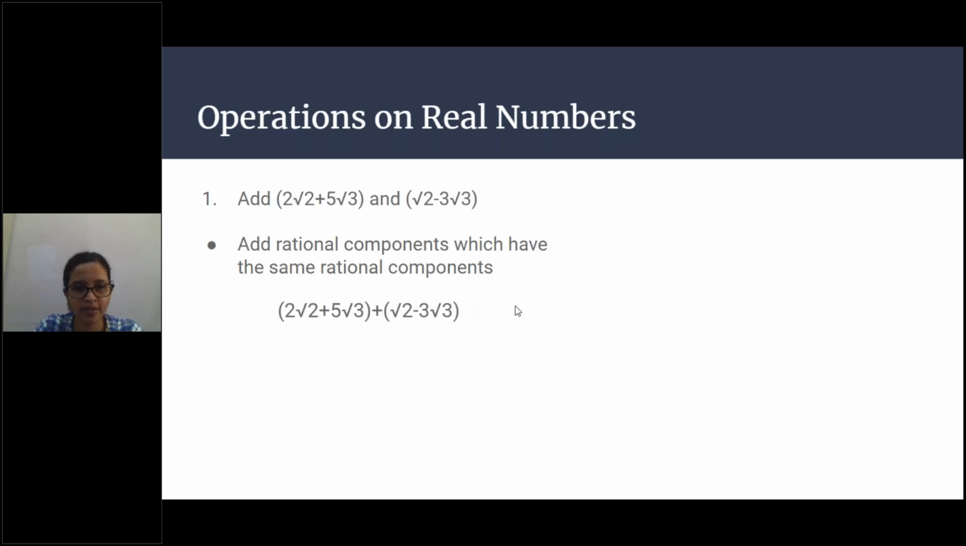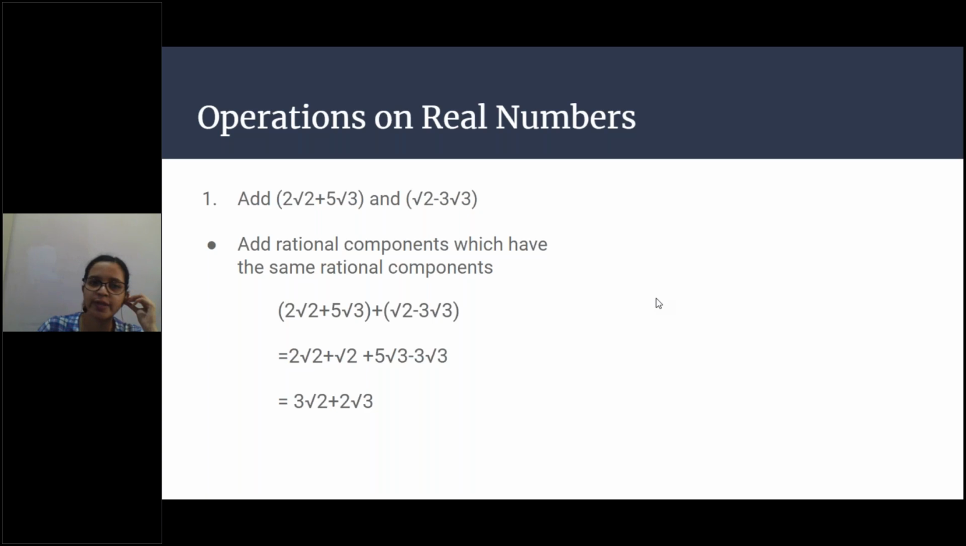So what you do, you separate this. It will be 2 root 2 plus root 2 and 5 root 3 plus root 3. Components which have the same irrational components, right? Add rational components which have the same irrational components. Just add that. Yes, coefficient with coefficient. Yes, Neki, you're right. They're like terms. Yes. Somebody has sent a photo. Yes, Arav. Well done, well done.